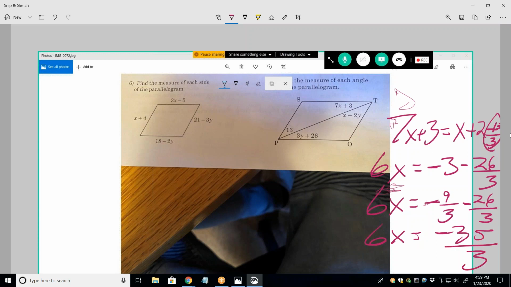Now what? So then you'll divide by 6. So x is going to equal minus 35 divided by 6 times 3, 18. And it's negative. Yep. Negative 35/18 is x.